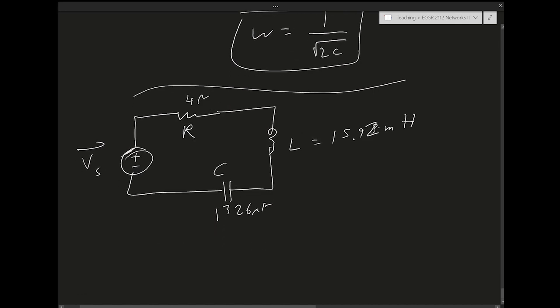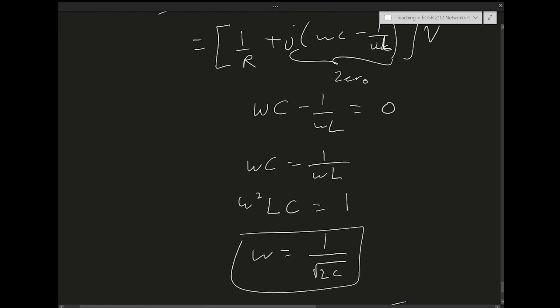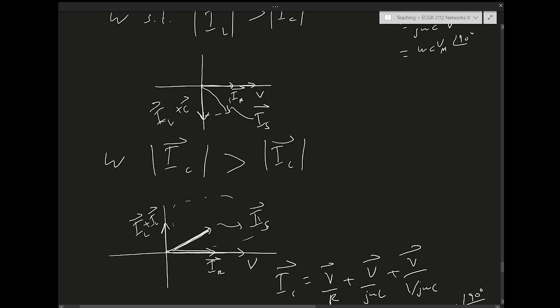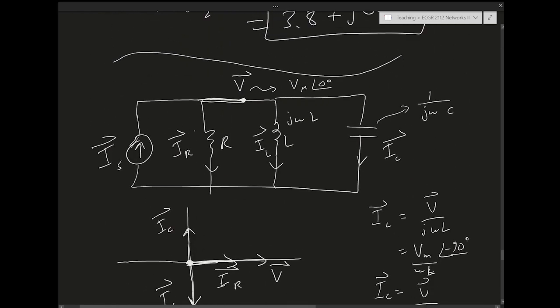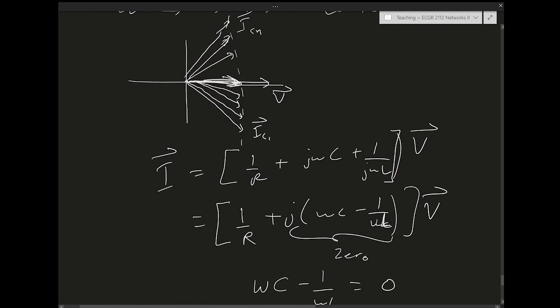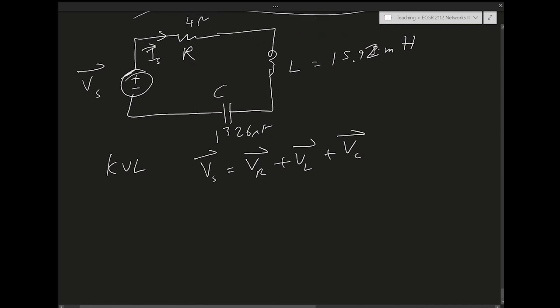Okay, now we apply KVL, because it's a series connection, so we know Vs equals VR plus VL plus VC. What's the common signal here? The common signal is the current. Same way as in the parallel case, where the voltage was shared between the 3 elements, here in this case, the current is shared between the 3 elements.